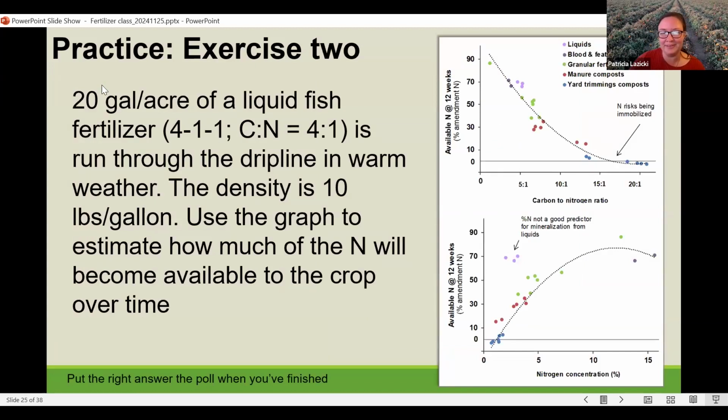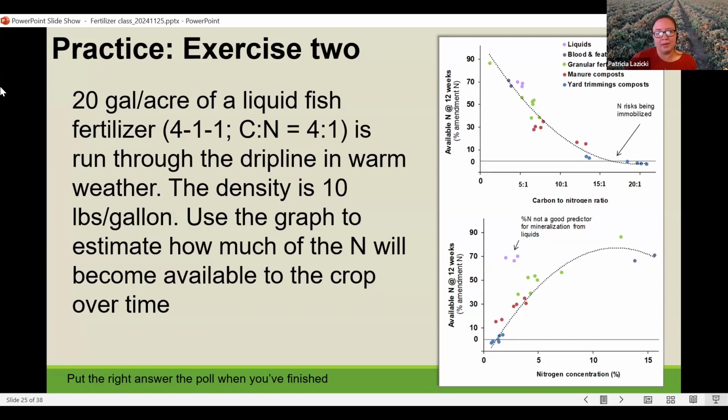So this one is a liquid, so we can't use the calculator, but also we can assume that temperature won't be that much of a factor. In this one, we applied 20 gallons per acre of a liquid fish fertilizer. So that's 4% nitrogen. It's a 4-1-1 analysis. The carbon to nitrogen ratio is 4:1, and it's run through the drip line in warm weather. This is important. The density is 10 pounds per gallon.